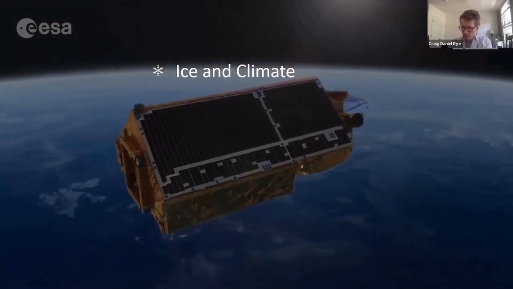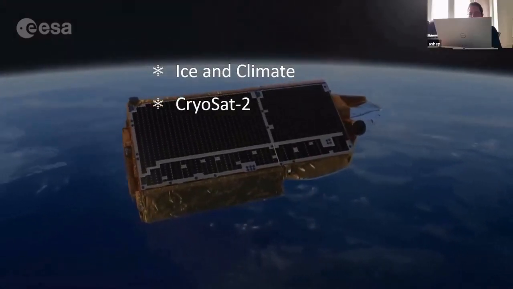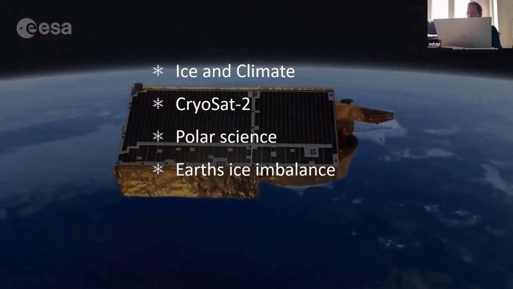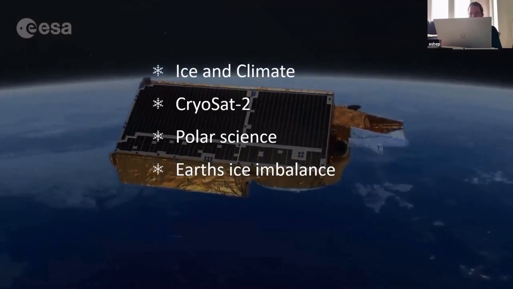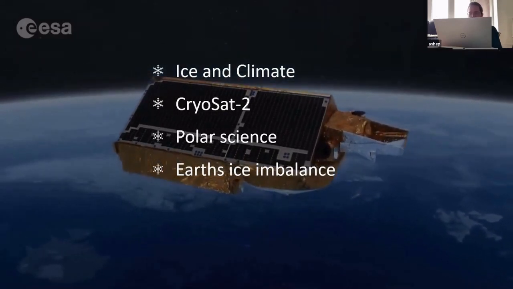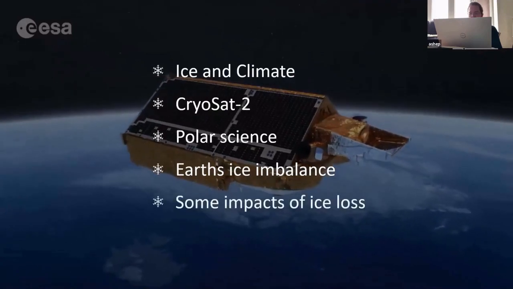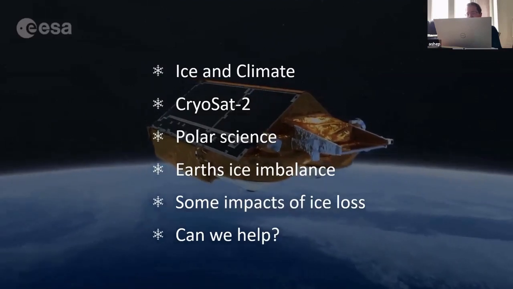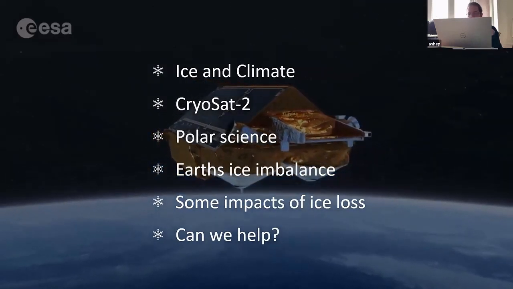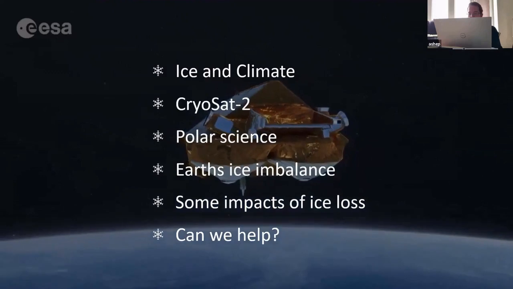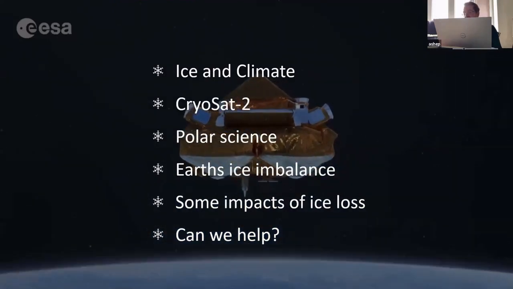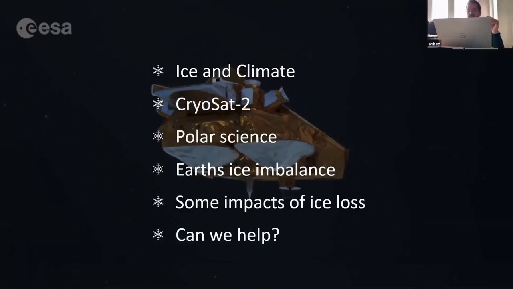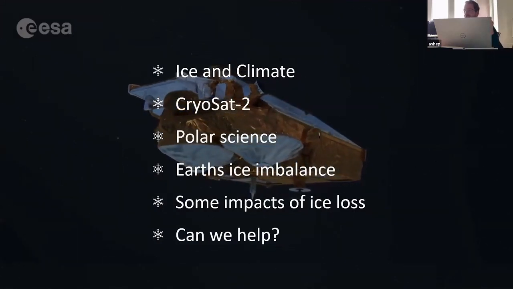So I'll talk about ice and climate. I'll talk about CryoSat 2 for those of you that don't know enough about it already. I'll talk about polar science, and then Earth's ice imbalance, which is a synthesis paper that we published earlier this year about different parts of the cryosphere, some impacts of the ice loss, and actually what we can do about it. I've increasingly become aware that this isn't a good news story. So people end up leaving my seminars or lectures these days in a less good mood than they arrived.